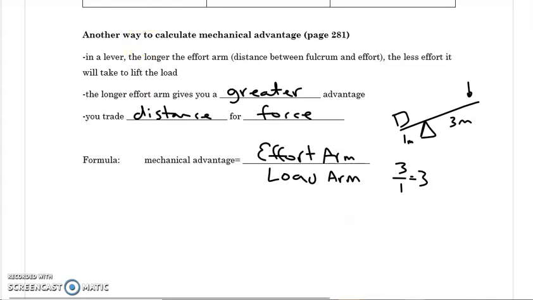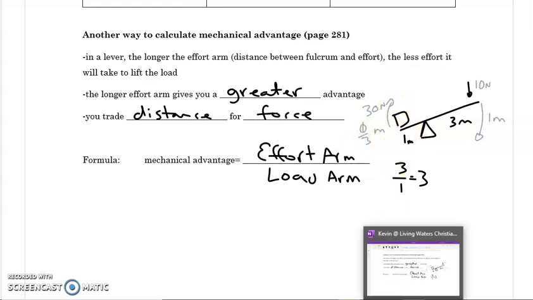However, looking at this, if this is going to come down with, let's say, 10 newtons of force, and it is going down 1 meter because it's not the full length of the arm, this is going to come up with 30 newtons of force. So we're gaining force. However, because this arm is 1/3 the size, you're only going to get 1/3 of a meter in terms of the actual height lifted.